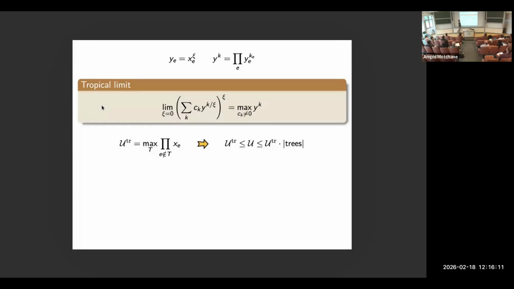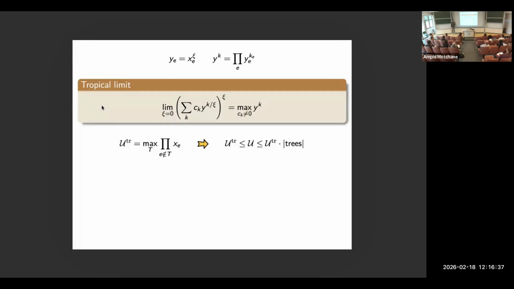If you don't remember, you can easily check this. You have a sum of terms, and there's one maximum. In the limit Xi goes to 0, the one term with the 1 over Xi really dominates all the others. So a polynomial just turns into the maximum of its summands. If you do this with a Feynman integral, you take the symanzik polynomial, which is the sum over monomials indexed by spanning trees. And instead of the sum, it now becomes the maximum.